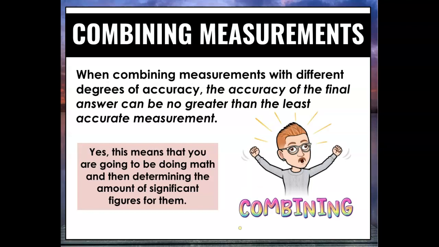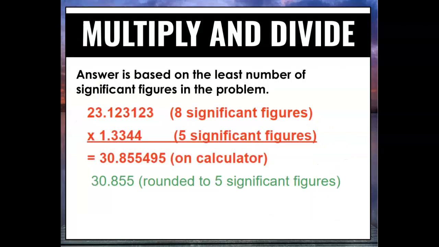Okay, but now here's another confusing thing. We're only talking about one measurement, but we know that in chem we have a boatload of calculations. So when combining measurements with different degrees of accuracy, the accuracy of the final number can be no greater than the least accurate measurement. That essentially means with the least number of significant figures that you have, we need to make sure that we're carrying through the entire problem the least number of significant figures. So if we have 8 significant figures times 2 significant figures, we are going to be left with only 2 significant figures. So, just like I said with multiplying and dividing with the last example that I just stated, the answer is based off of the least number of significant figures in the problem.